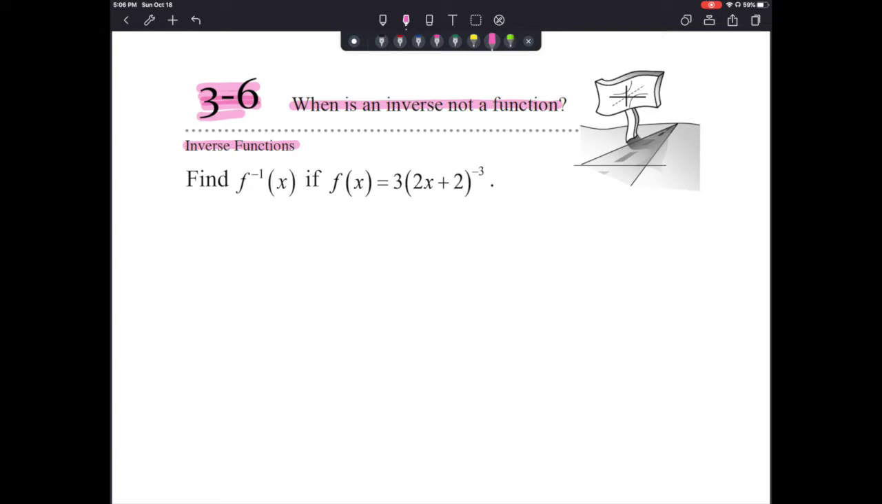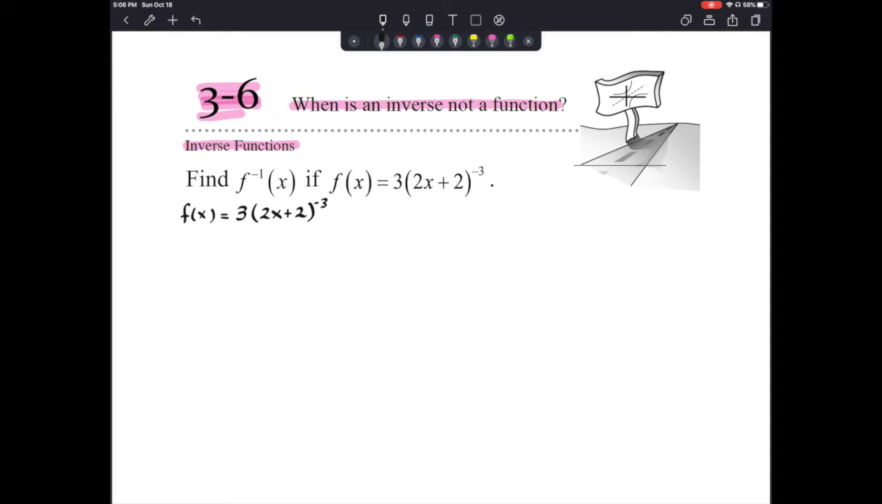So when we get started with this first warm-up problem, this is a review, but we will go through it together. It says find the inverse of f of x if f of x is equal to 3 times the quantity of 2x plus 2 raised to the negative third power. Interesting. All right, so let's get started. So I'm going to recopy my function right here. I have 3 times that quantity of 2x plus 2, and then we're raising it to the negative third power.